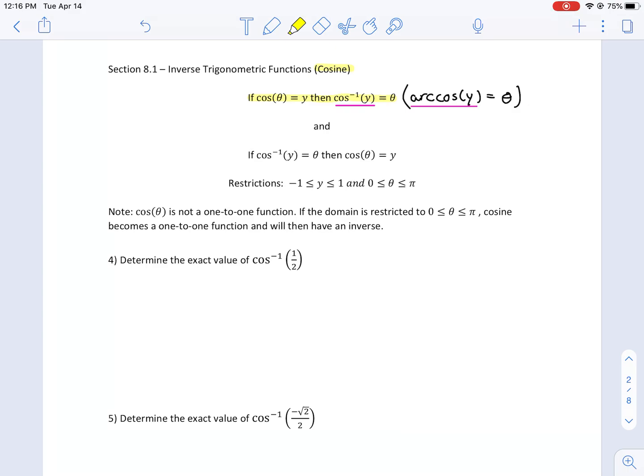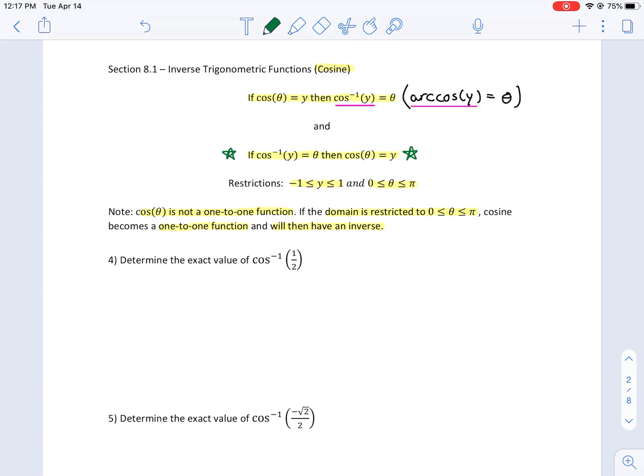The second statement reads, if inverse cosine of y is equal to theta, then cosine theta is equal to y. And this is the statement we will use to answer questions 4, 5, and 6. There are two restrictions. Y needs to be between -1 and 1 inclusive, and theta needs to be between 0 and pi inclusive. And that's because cosine theta is not necessarily a one-to-one function. However, if the domain is restricted to 0 to pi inclusive, cosine becomes a one-to-one function and will then have an inverse.